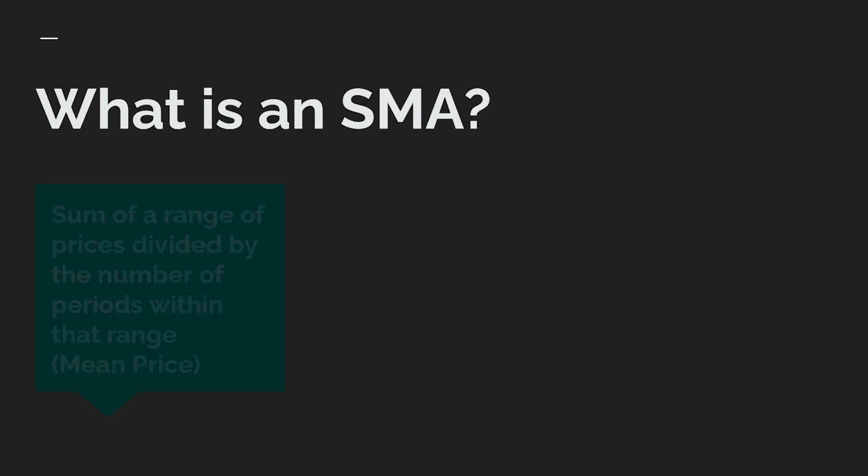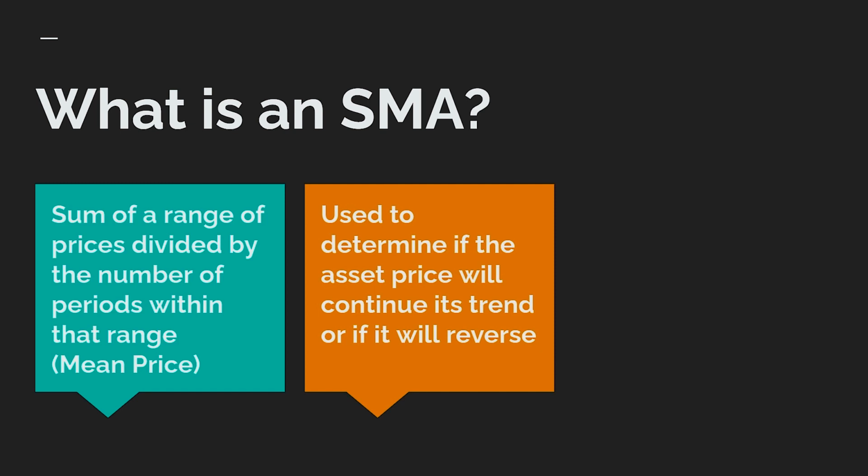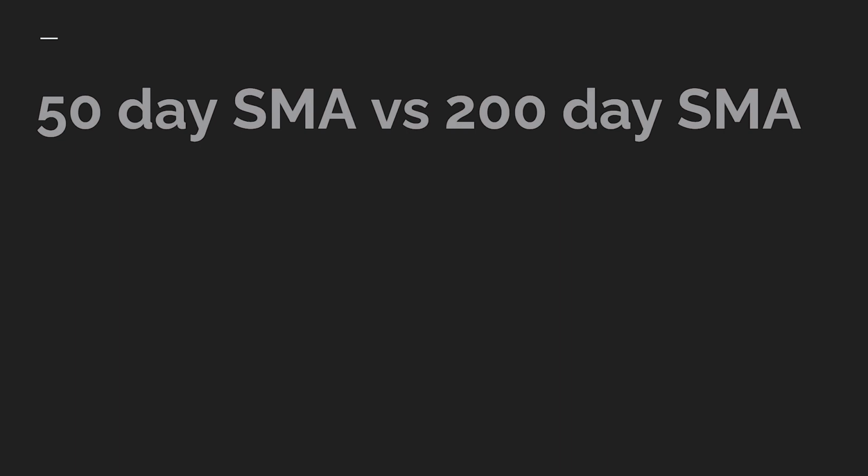So, simple moving average, or SMA for short, is essentially taking a bunch of prices from a range of periods and taking the mean price from that range. It is used to determine whether a certain asset price will continue in its trend, whether it's an upwards trend or a downwards trend, or whether that specific trend is about to reverse. And two very popular ones are the 50-day simple moving average and the 200-day simple moving average, because when they cross over, they give us either the golden cross or a death cross pattern.